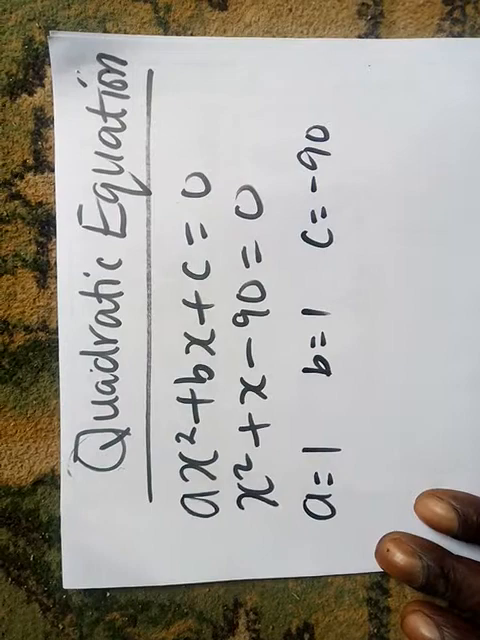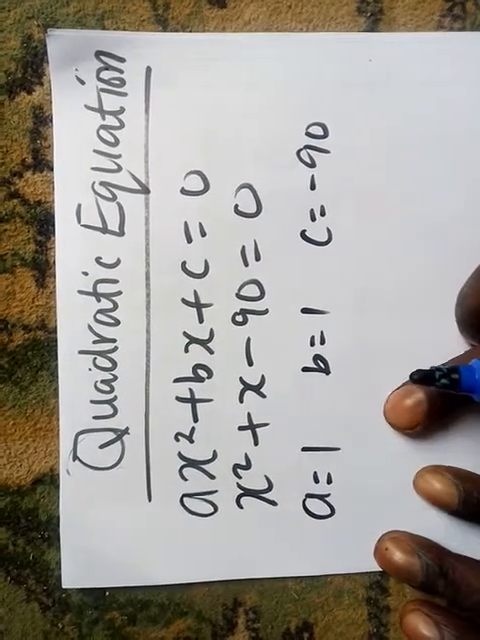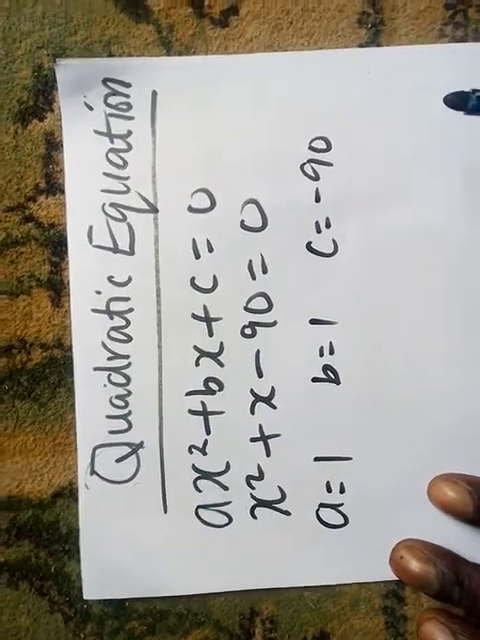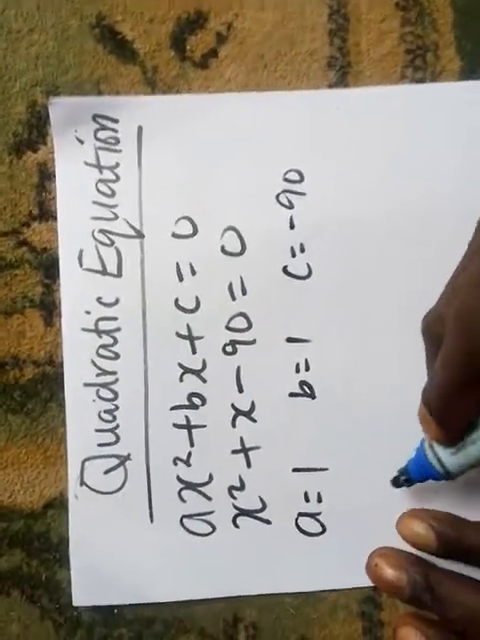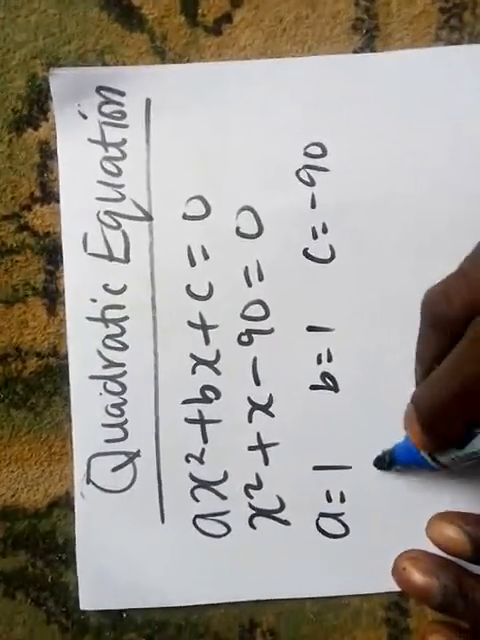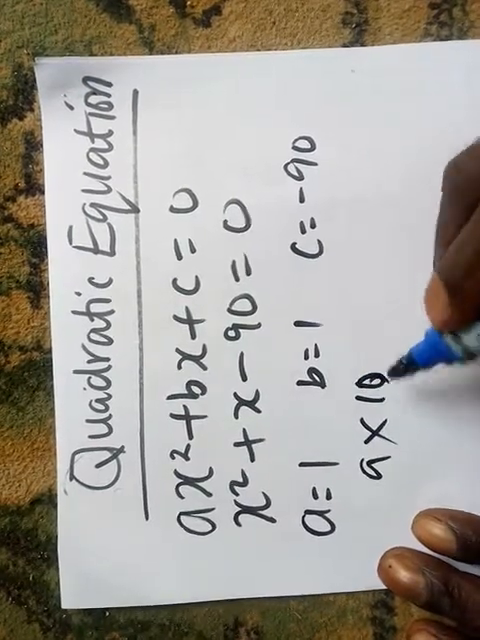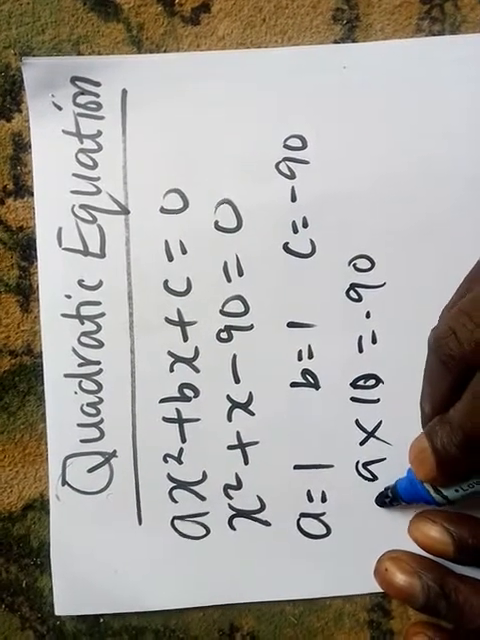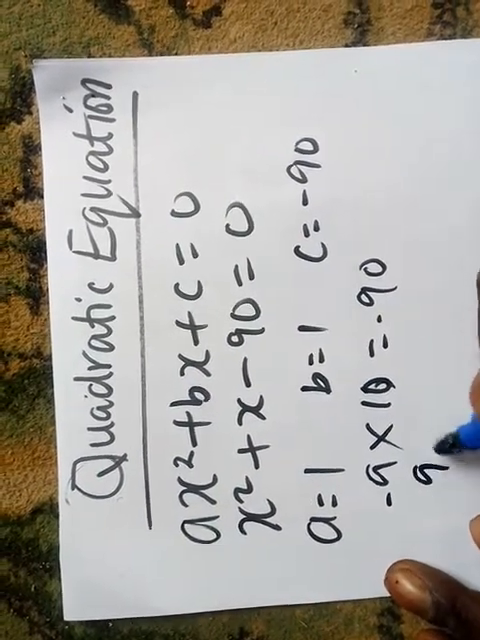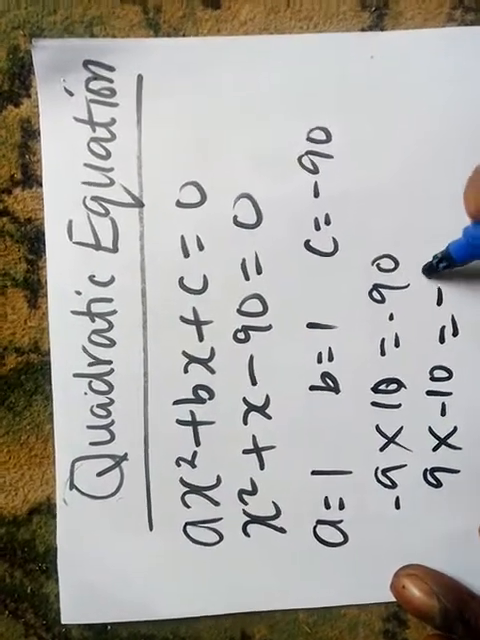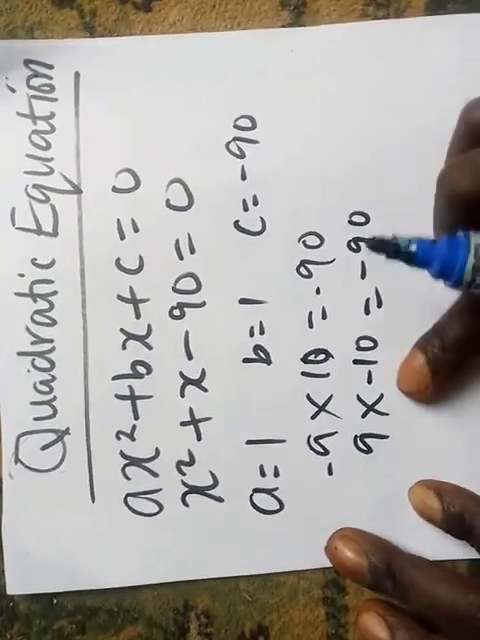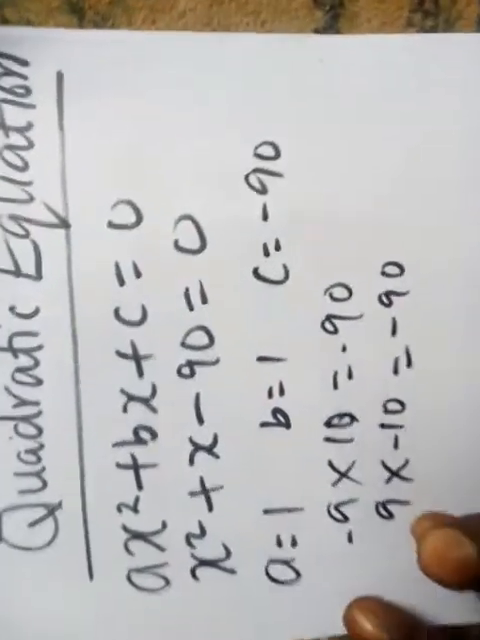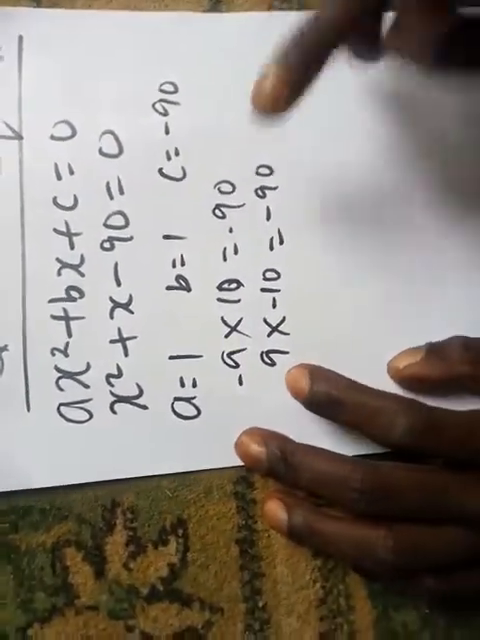In this case, what we are going to find is what numbers we can add to get b and multiply to get c. When you look at it closely, 9 multiplied by 10 gives 90, but there is a negative. So it's either minus 9 times 10, or 10 times minus 9, so that we get minus 90. But which one, when you add, gives 1? When you look at it closely, it is this one: when you add minus 9 and 10, you get 1.